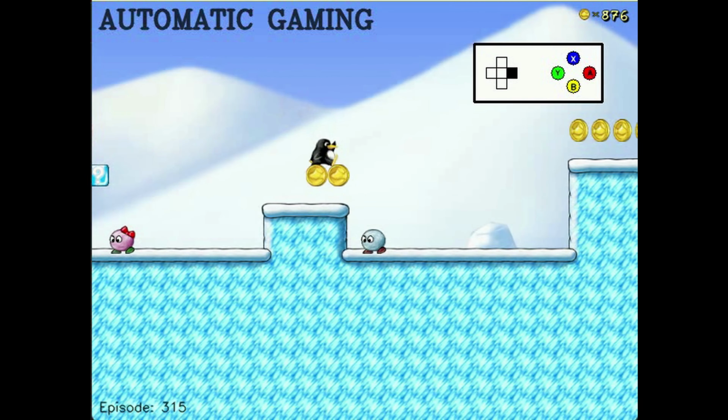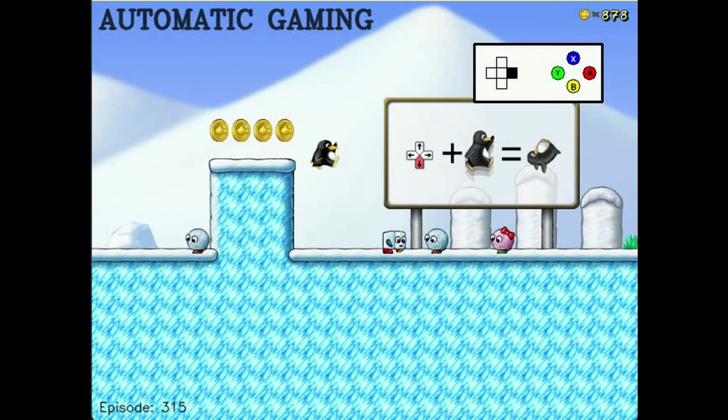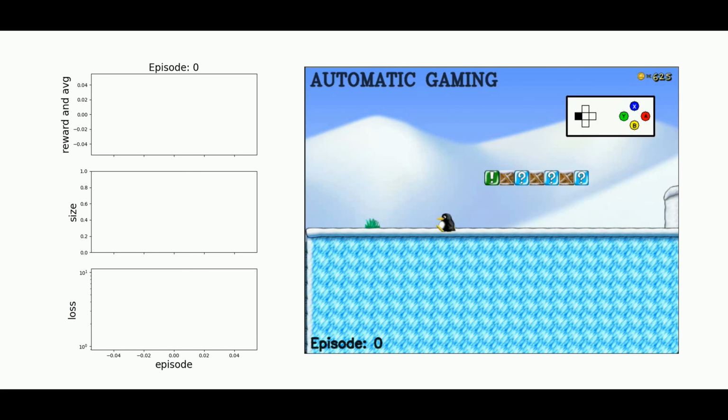But now let's observe how the agent is performing on SuperTux over time. As mentioned before, the agent initially is just doing random actions. Therefore, even when he's making progress, it is just a coincidence from the random action selection.